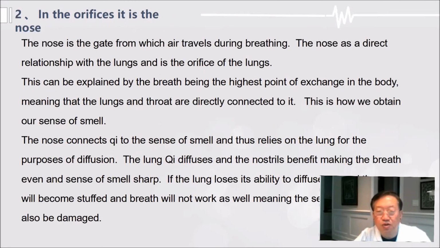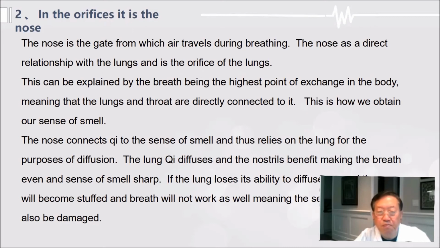In the orifices, it is the nose. The nose is the gate from which air travels during breathing. The nose has a direct relationship with the lungs and is the orifice of the lungs. This can be explained by the breath being the highest point of exchange in the body, meaning that the lungs and throat are directly connected to it. This is how we obtain our sense of smell.